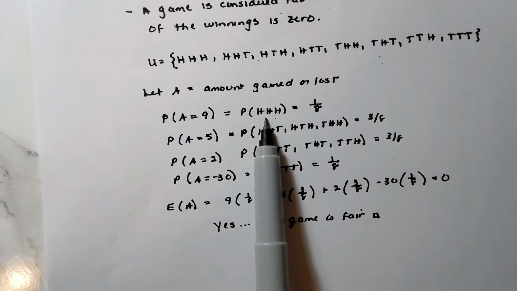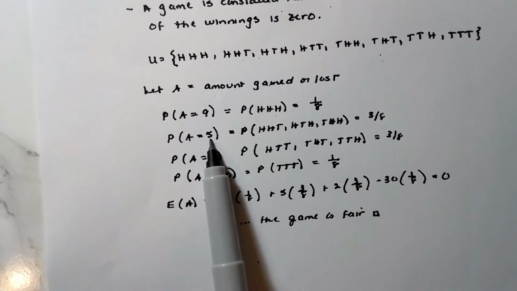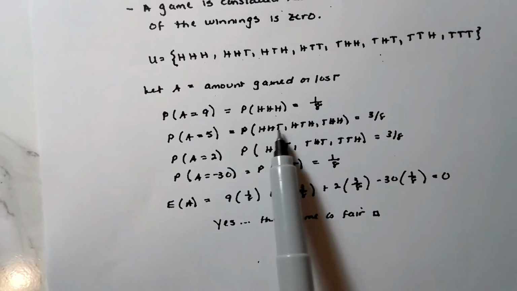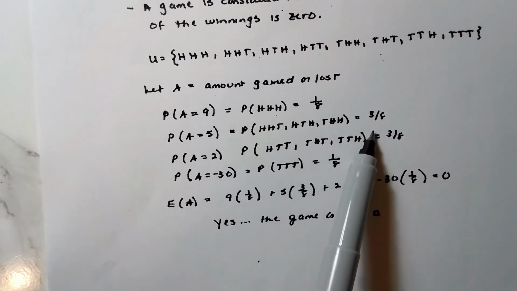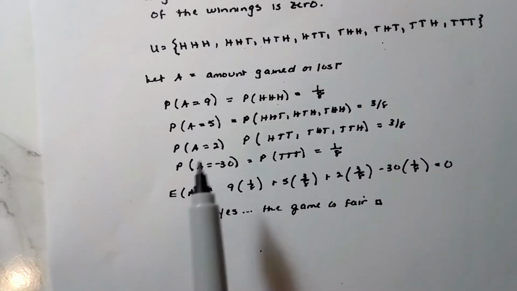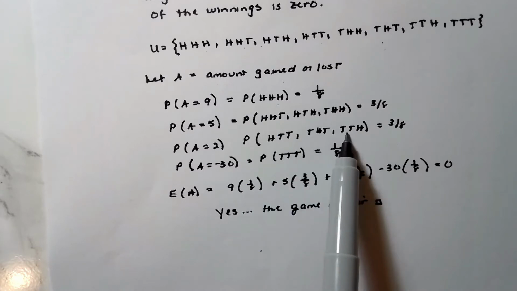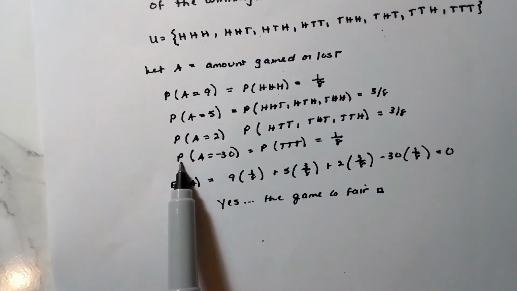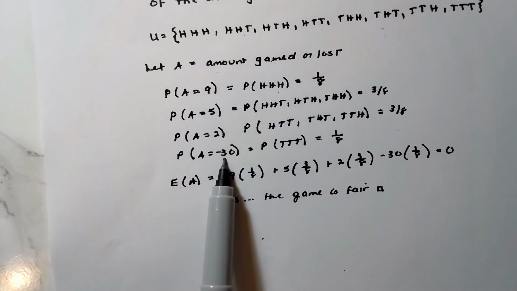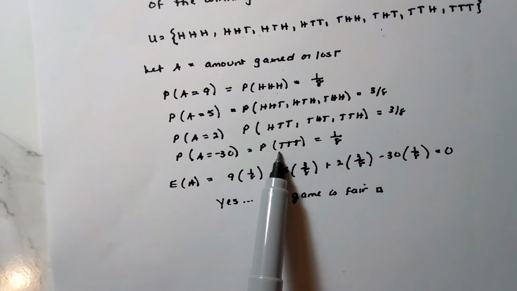So, again, the probability that I win $9 means that I have to get 3 heads. It's the same as the probability of getting 3 heads, so that's 1/8. The probability that I get $5 is the probability of any one of those combinations. So there's 3 out of 8 possibilities. If I want to win $2, then that's the probability of any one of those three. So again, it's 3/8. And the probability that I'm going to have to pay $30, well, that's the probability I don't get any heads at all. So I get a tail, tail, tail situation.